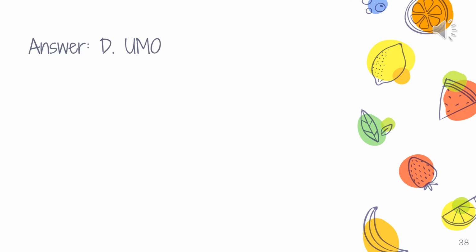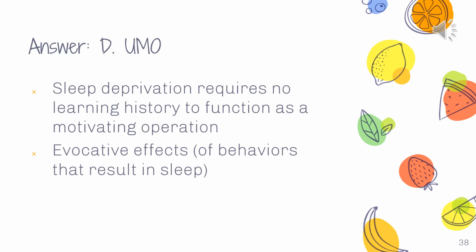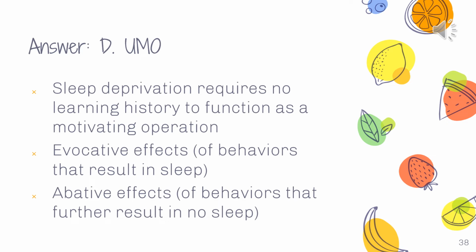The answer to the previous question was D, UMO, or unconditioned motivating operation. Sleep deprivation requires no learning history to function as a motivating operation. It would have evocative effects, meaning it would increase behaviors that result in sleep, and it would also have abative effects, meaning it would decrease behaviors that result in no sleep. On your homework sheet, fill in the answer D, UMO. I'll give you some time to get that filled in.